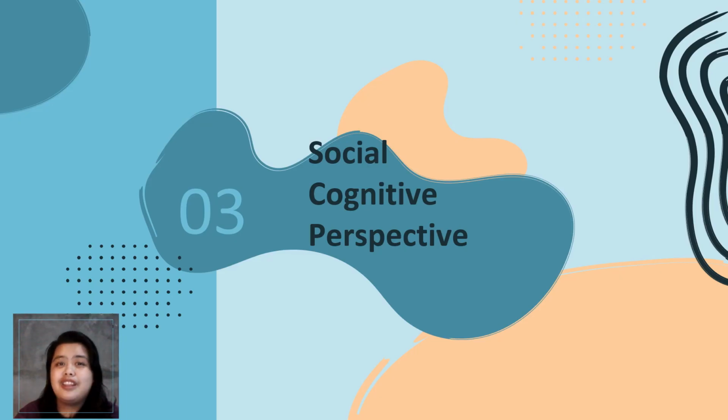That's the end of our discussion for our second theory of personality. In our next video, we will discuss the third theory of personality, which is the social cognitive perspective.